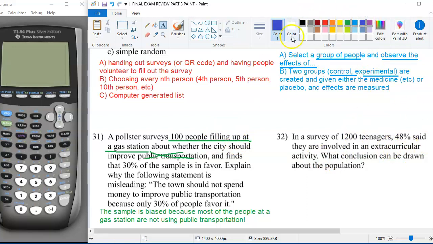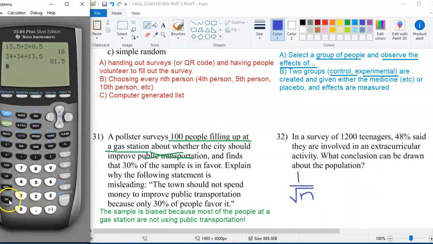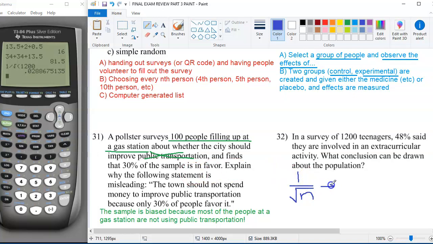All right. In a survey of 1,200 teenagers, 48% said they are involved in extracurricular activity. What conclusion can be drawn about the population? Now, this was sort of a trick question. I was expecting to use margin of error here. I was expecting to be like, oh, I'm going to do 1 divided by the square root of 1,200. Okay, there you go. Hey, look, this survey has a 2.9% margin of error.